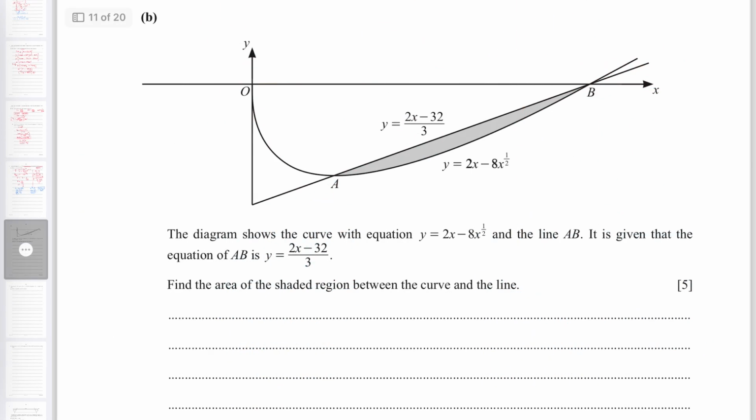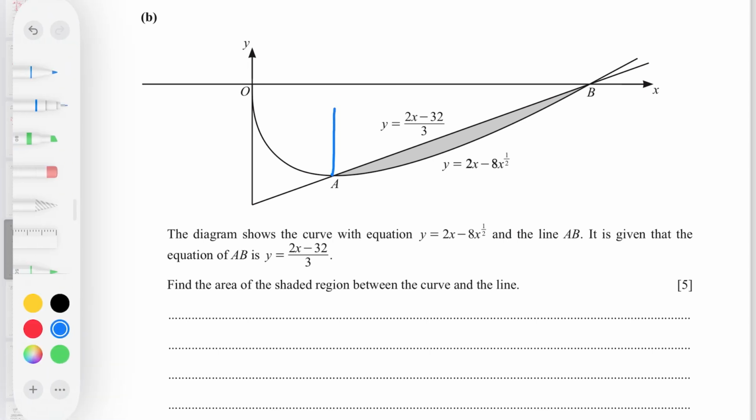The diagram shows the curve with equation this and the line AB. It is given that the equation of AB is this. Find the area of the shaded region. So we know that if we talk about area, this is A and this is B. A is 4, B is 16. And when we find the area of the curve, it's going to be all of this, minus the area under the line. When you subtract, you get the shaded area.